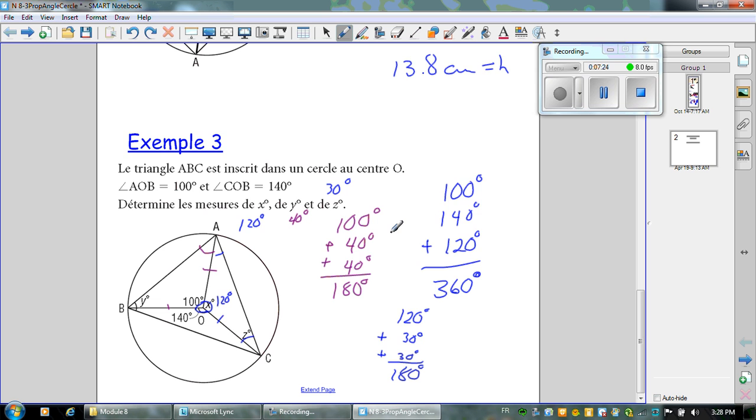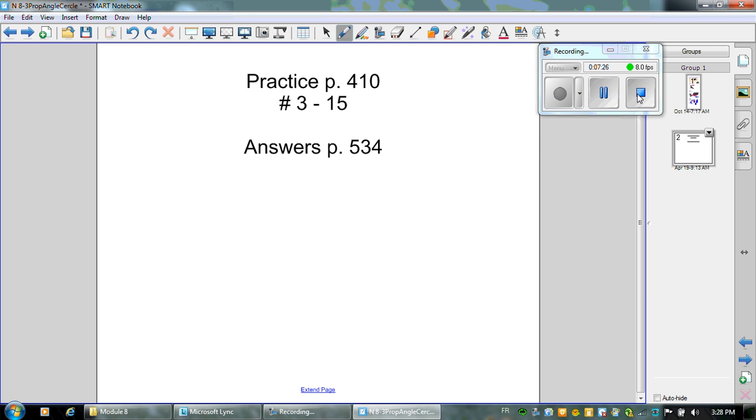Right, here's your practice. Make sure you check your work behind the book.